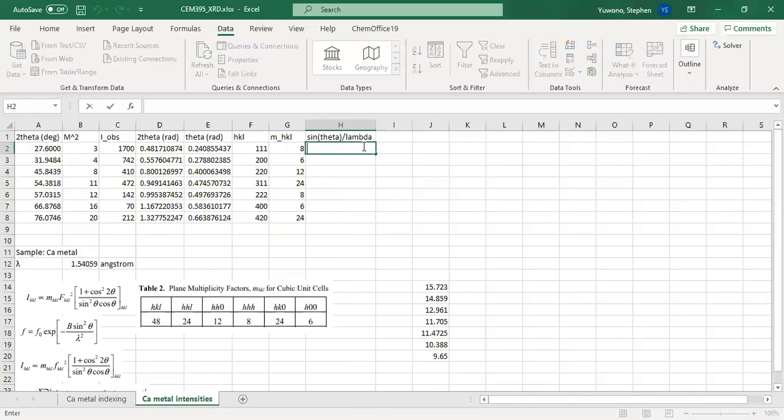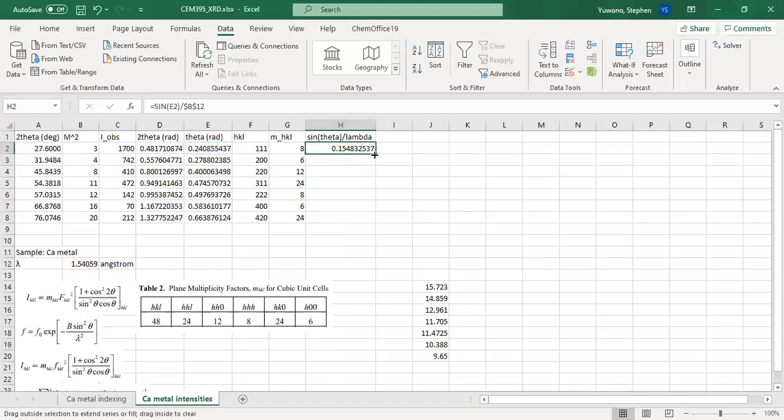So now let's calculate it. It's going to be equal to sine of theta divided by lambda. And here, you should notice that the table given in the reference uses the lambda that is in angstrom. So you have to use angstrom for your lambda, because otherwise it will not make sense. All right, so let's do that.